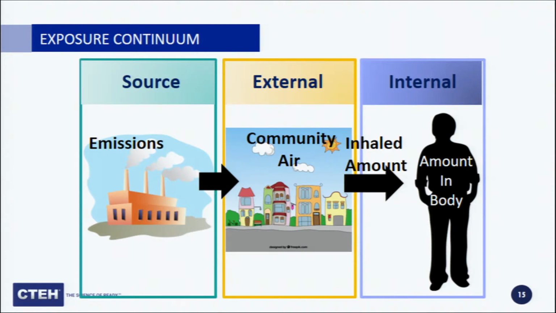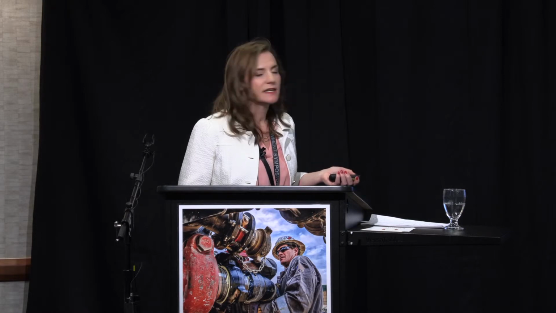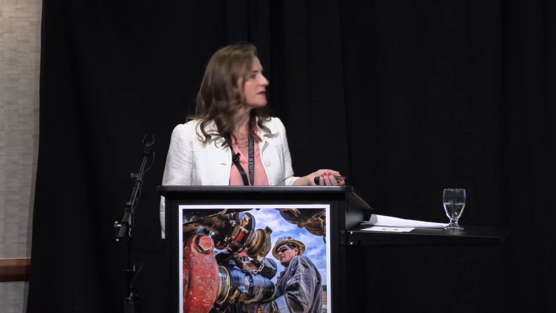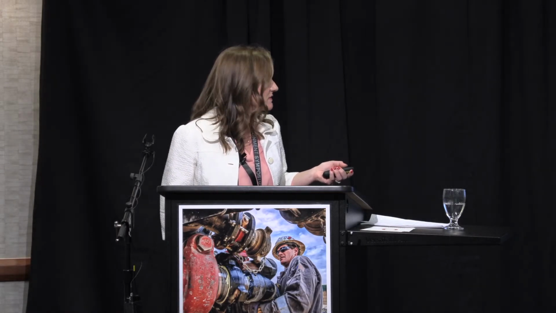So what do you do in terms of measuring exposures? There are lots of ways to measure or evaluate exposure for a risk assessment. You've got to have some source. In the case of oil and gas, there are emissions. Then these emissions become an external exposure to somebody, maybe through community air monitoring. Then a person inhales some level of a chemical in the air, and you get an internal amount, an amount in the body of a chemical. So this is the exposure continuum, or pathway, and these are all different levels of exposure.